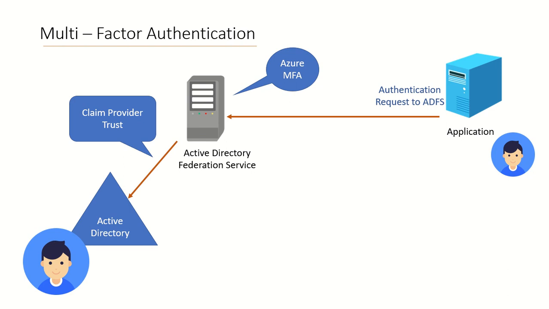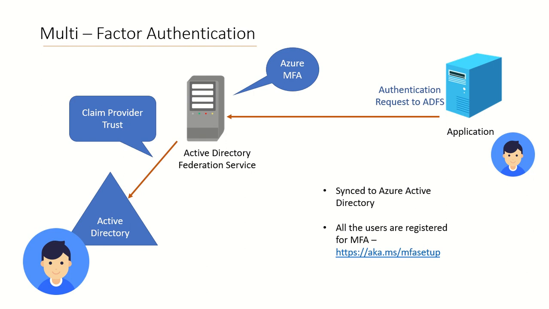Now, there is something which is very important and which you guys have to make sure is done for all the users. Since it is Azure which is initiating MFA, you have to make sure that the users for which you are enabling MFA are synced to Azure Active Directory and the proof of process is completed. That means all the users have registered themselves from the MFA setup page, and the link is aka.ms/MFA setup.